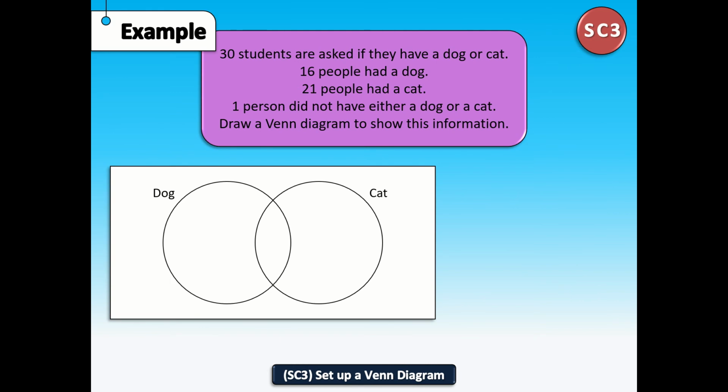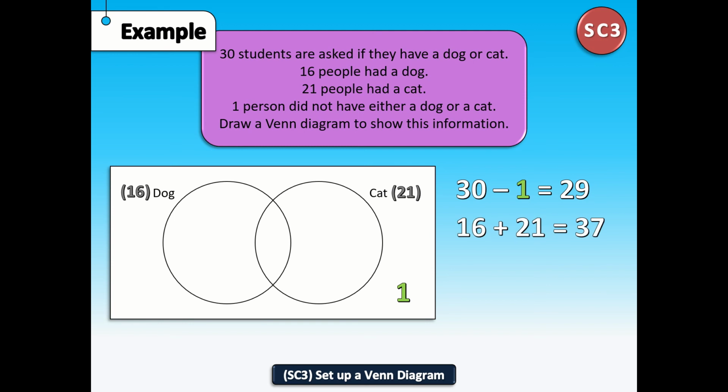So we need to answer it like this. Well, first of all, make a note that the dog circle needs to add up to 16 and the cat circle needs to add up to 21. Now 1 person doesn't have either a cat or a dog, so they can go on the outside. That leaves us with 29 people that do have a cat or a dog.